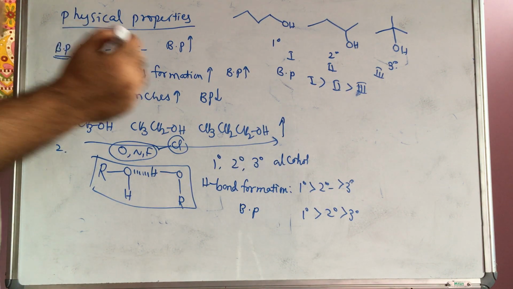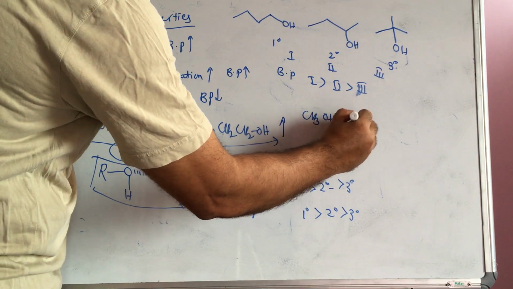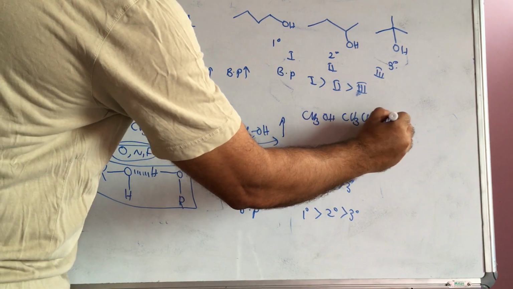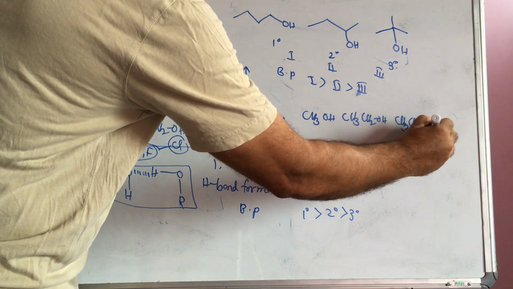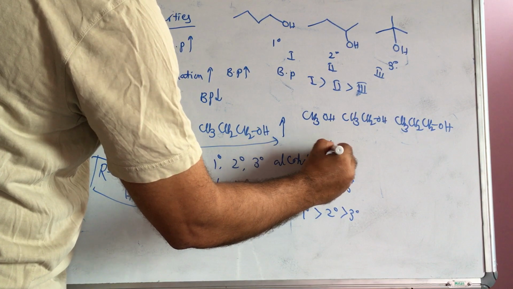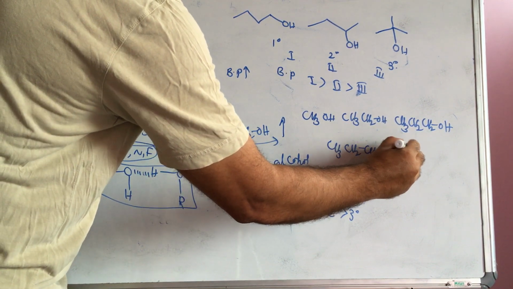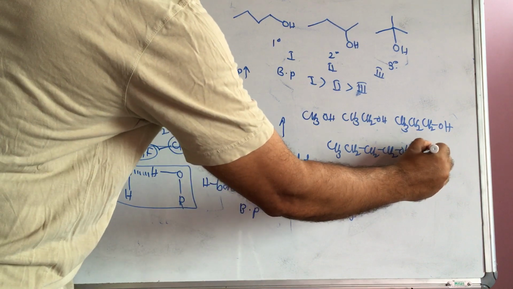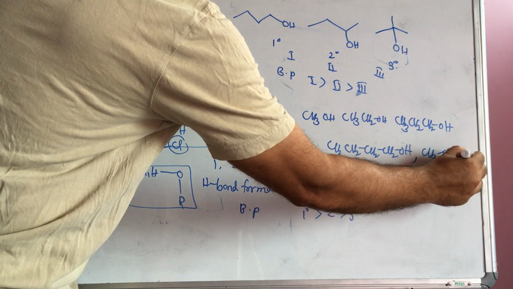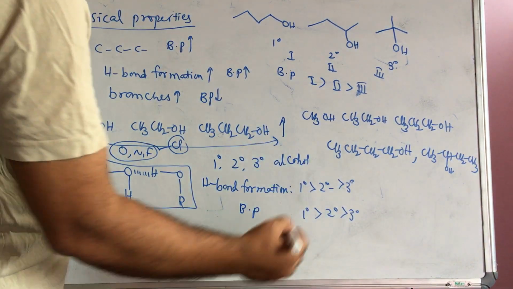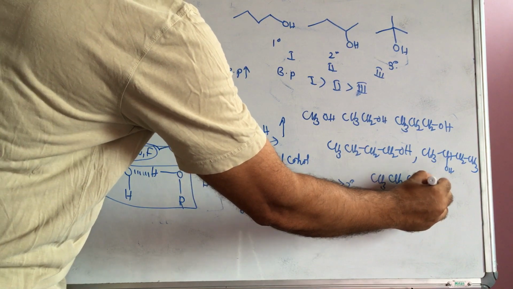If you consider one more example: CH3OH, CH3CH2OH, and another is CH3CH2CH2OH, and next CH3CH2CH2CH2OH, this is butanol. Next CH3CHOHCH2CH3, 2-butanol. And next CH3CH2CH2, this is pentanol.